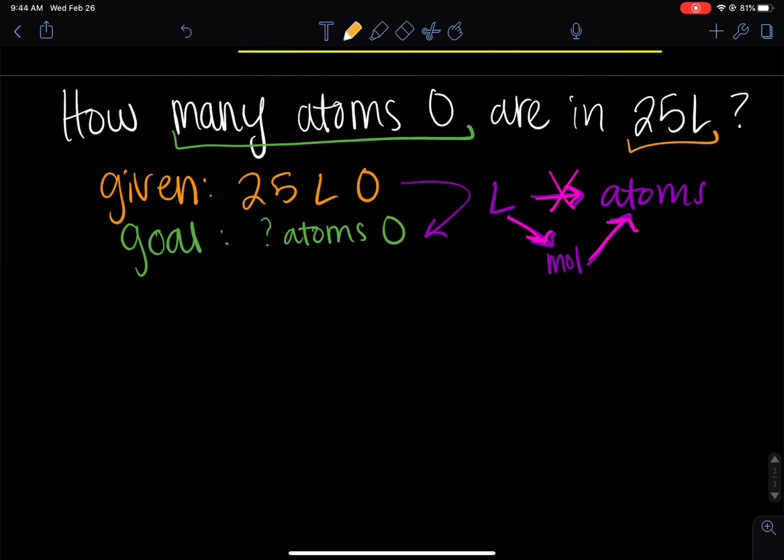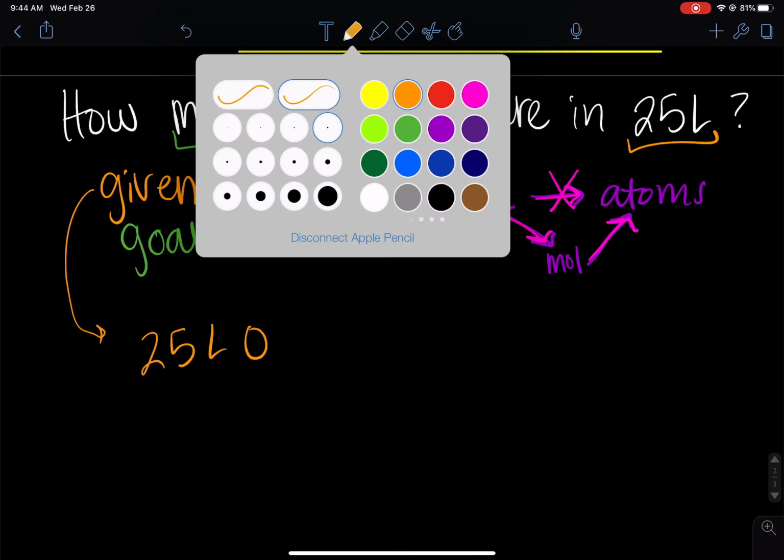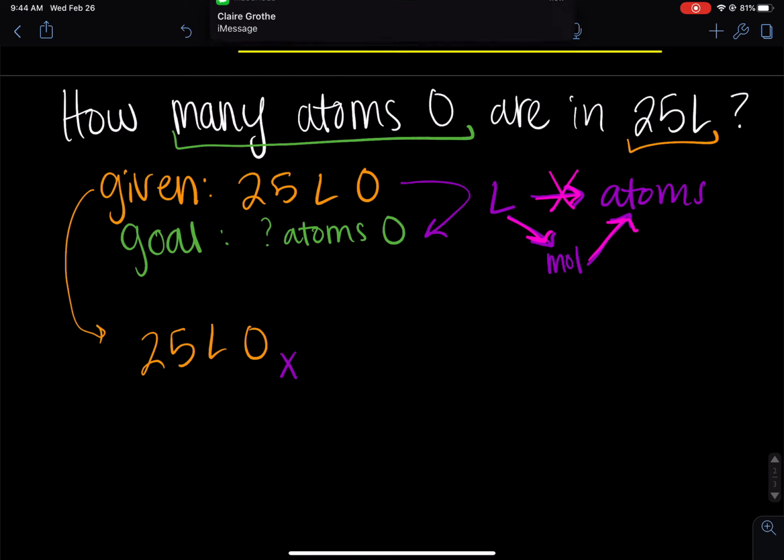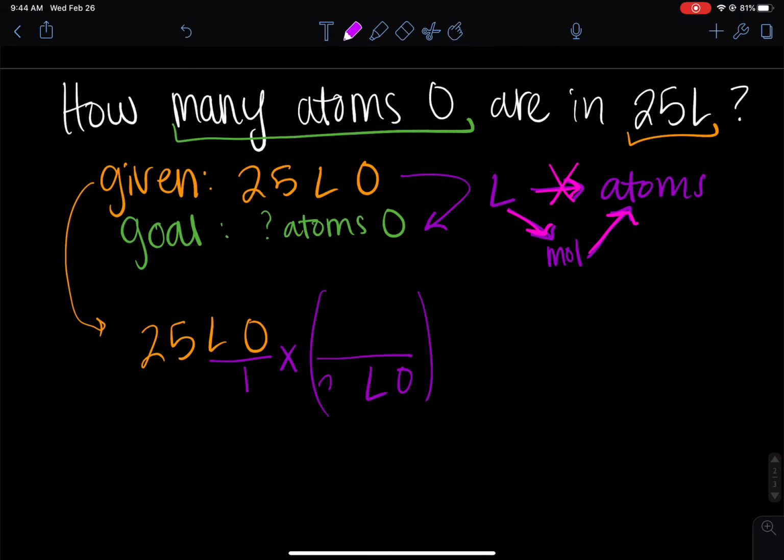Okay, so every single time we're just going to start with what we're given. So I'm going to start with 25 liters of oxygen. And since that is not my goal, I have to multiply it by some type of conversion. So if liters of oxygen is on top, I need liters of oxygen to go on bottom. And remember, this has to be a conversion factor, so it has to be something that I know. I know that 22.4 liters is equal to 1 mole of oxygen, okay? So that gets rid of liters of oxygen, and now I have moles of oxygen.